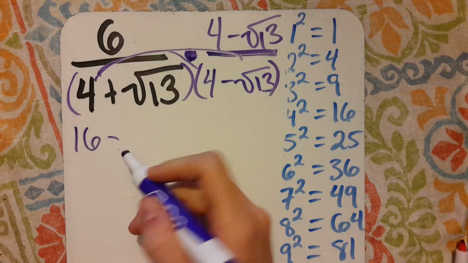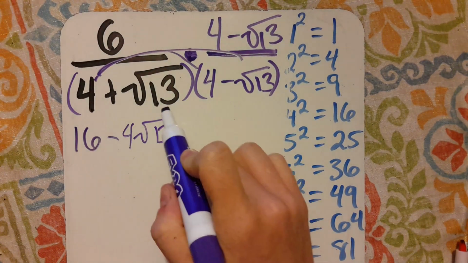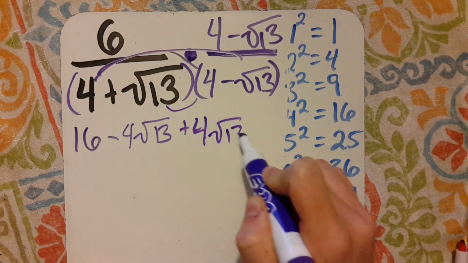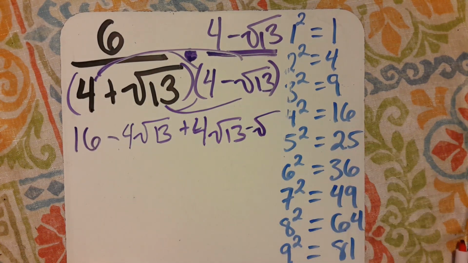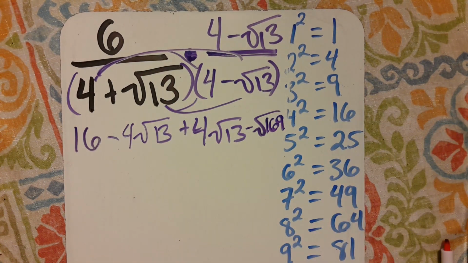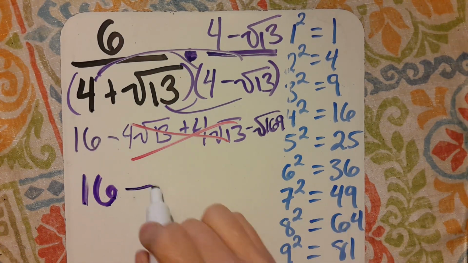This is just going to be a negative 4 root 13. Now take the square root of 13 times 4, which is a positive 4 root 13. And last but not least, a minus positive, or I'm sorry, the square root of 13 times 13 is 169. And if you notice, the middle two terms are going to cancel. And that's why you use the conjugate, because the conjugate will let the middles cancel every single time. It's amazing.